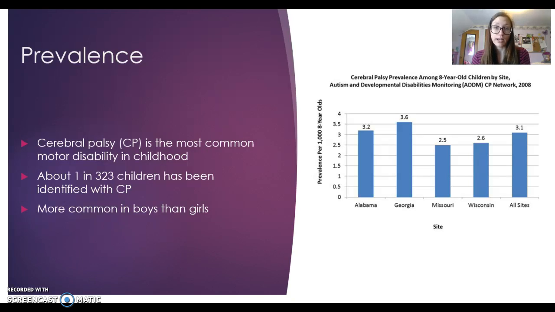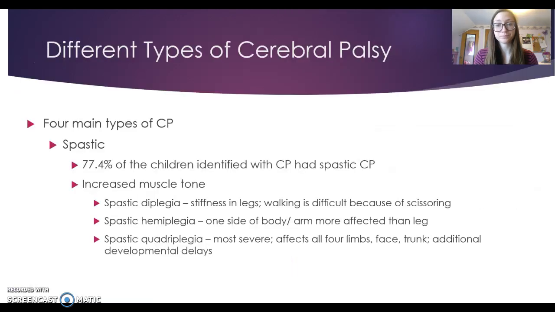Cerebral palsy, also known as CP, is the most common motor disability in childhood. About 1 in every 323 children has been identified with CP, and it is more common in boys than girls. I have a bar graph off to the side that shows the prevalence among 8-year-old children across 4 different states in the United States, and there's an average of 3,100 children per state who have been diagnosed with CP.